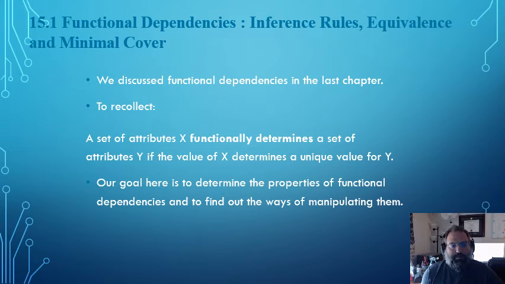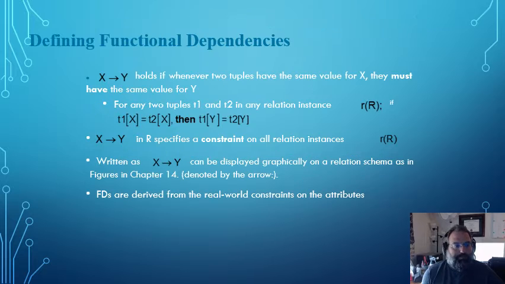We discussed functional dependencies in the last chapters. To recollect, a set of attributes X functionally determines a set of attributes Y if the value of X determines a unique value of Y. Our goal here is to determine the properties of functional dependencies and to find out the ways of manipulating them.